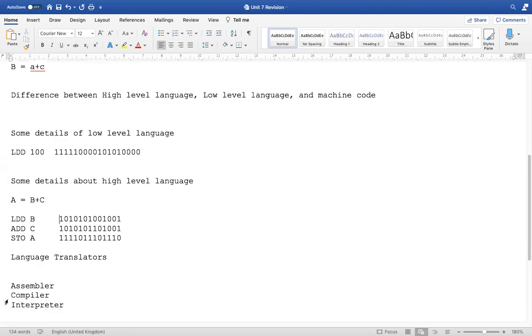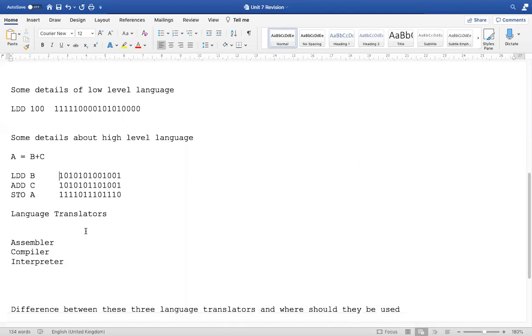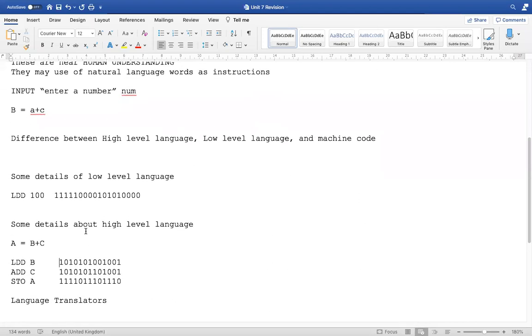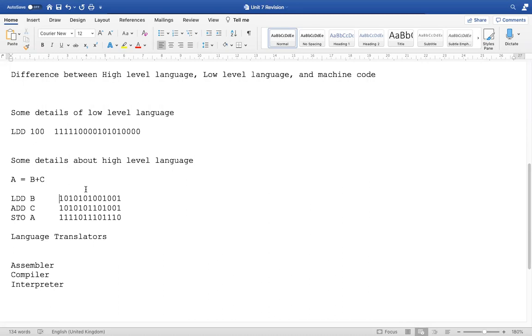However, the translation process for your high-level language to machine code is slightly complicated, whereas the translation process from your low-level language to machine code is relatively simple and straightforward. You're converting one low-level language code into one machine language code, whereas you're converting one high-level language code into possibly multiple machine language instructions. So this is the basics of our low-level and high-level languages.